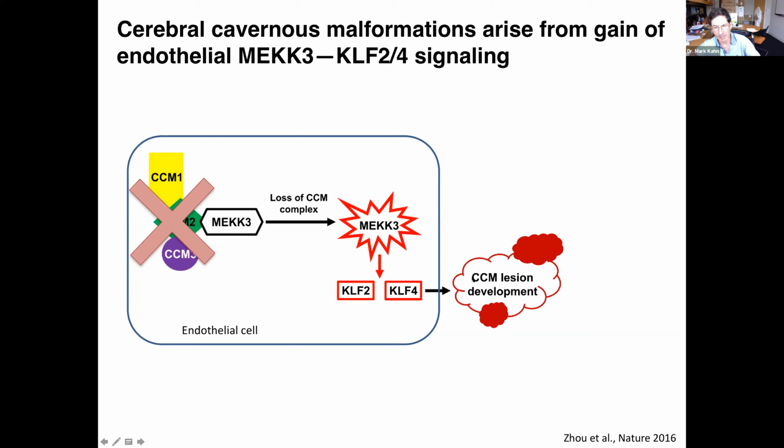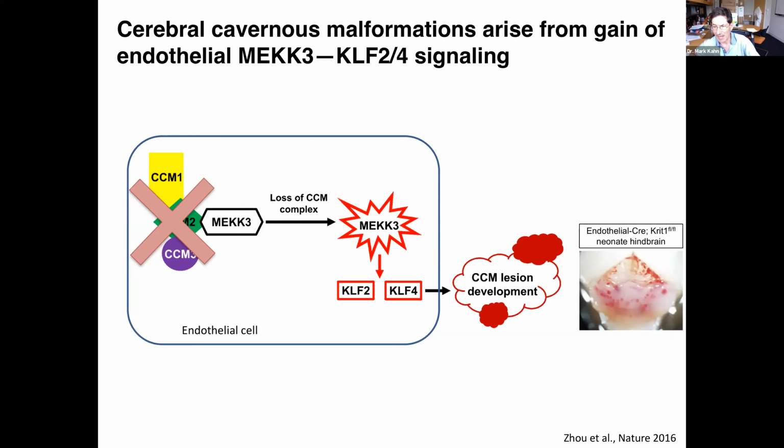And we've shown previously that you can actually reverse lesion formation by reducing the input of MEKK3 or KLF2 or KLF4, at least in mice. And this is a picture of a mouse hindbrain that has CCM lesions after loss of the CCM1 or KRIT1 gene with an endothelial deleter.